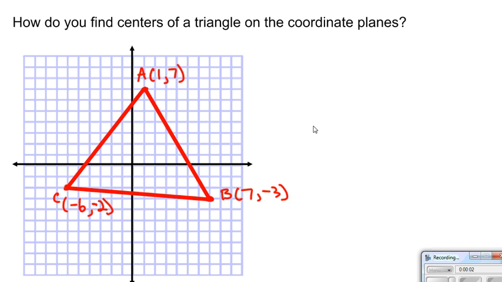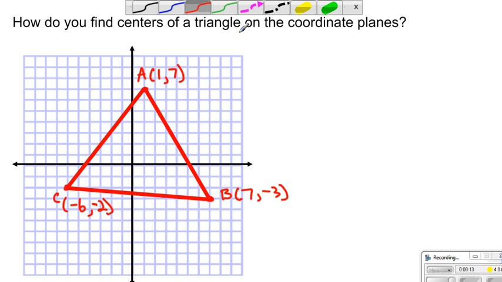Hello class. So today what we'd like to do is look into finding centers of a triangle, especially the centroid, circumcenter, and orthocenter. Let's look at the centroid first. This will be the easiest.